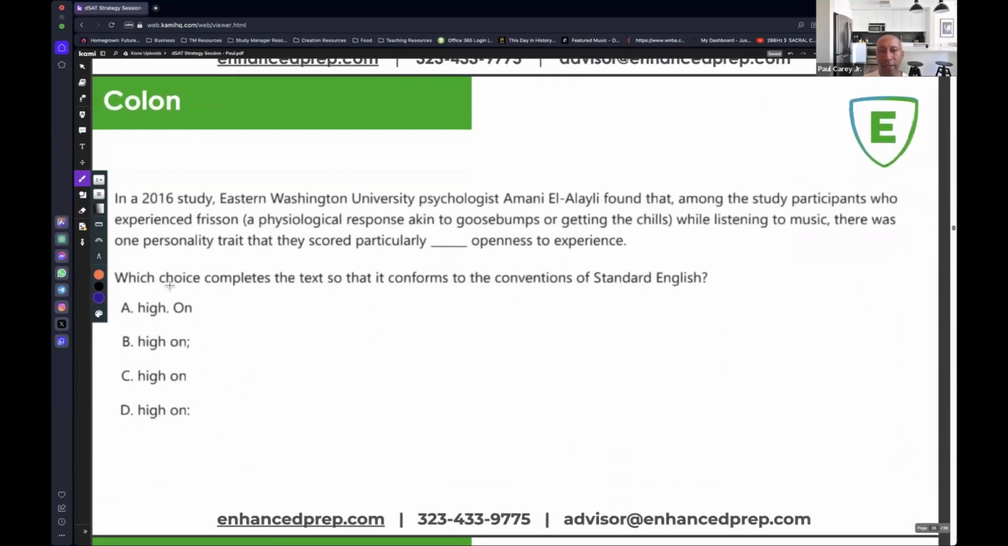We see, again, the question stays the same, conforms to the conventions of standard English. We see where our punctuation is changing. We have two. It's changing right there and changing right there. So let's look at the first part first, and then we'll check the second part.